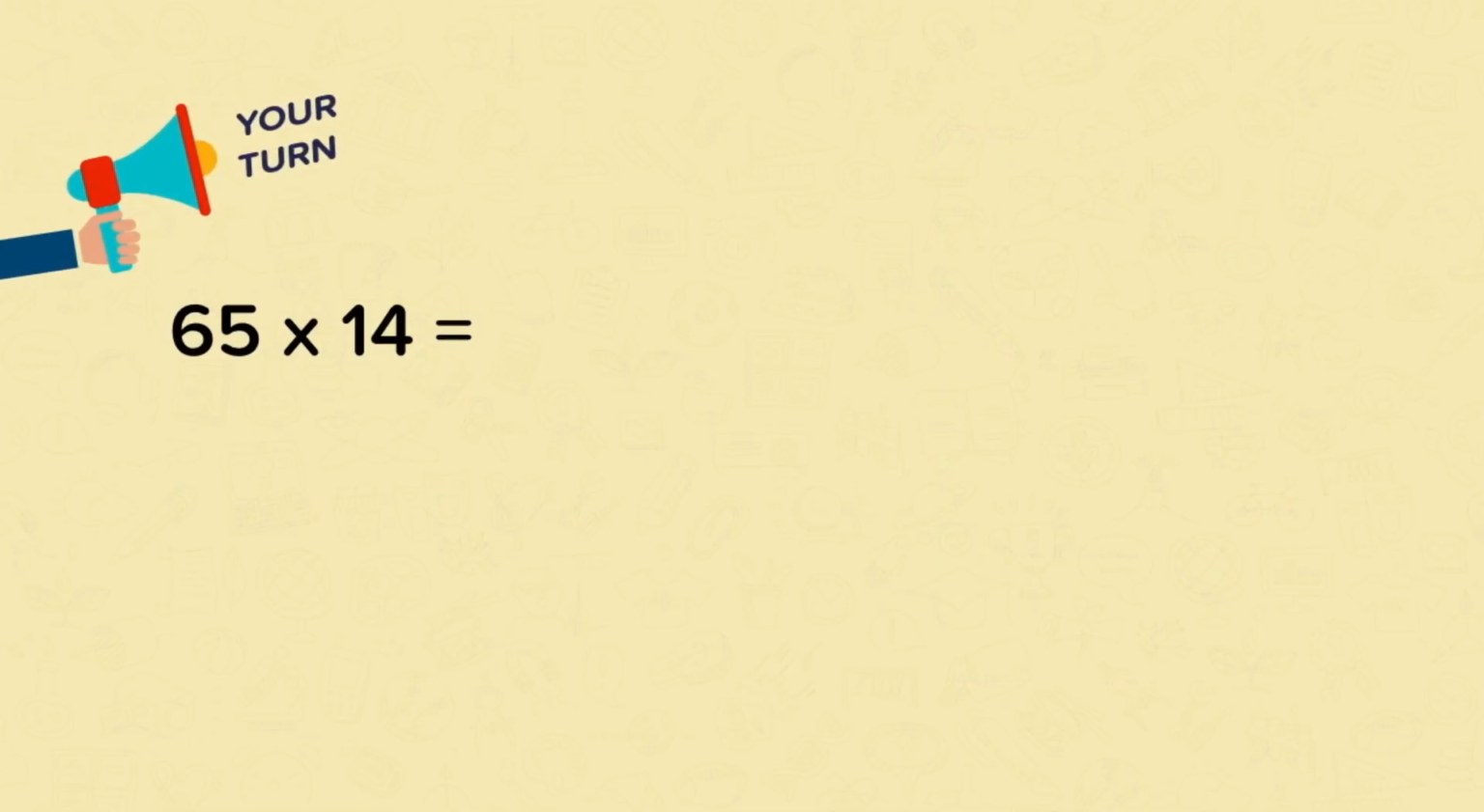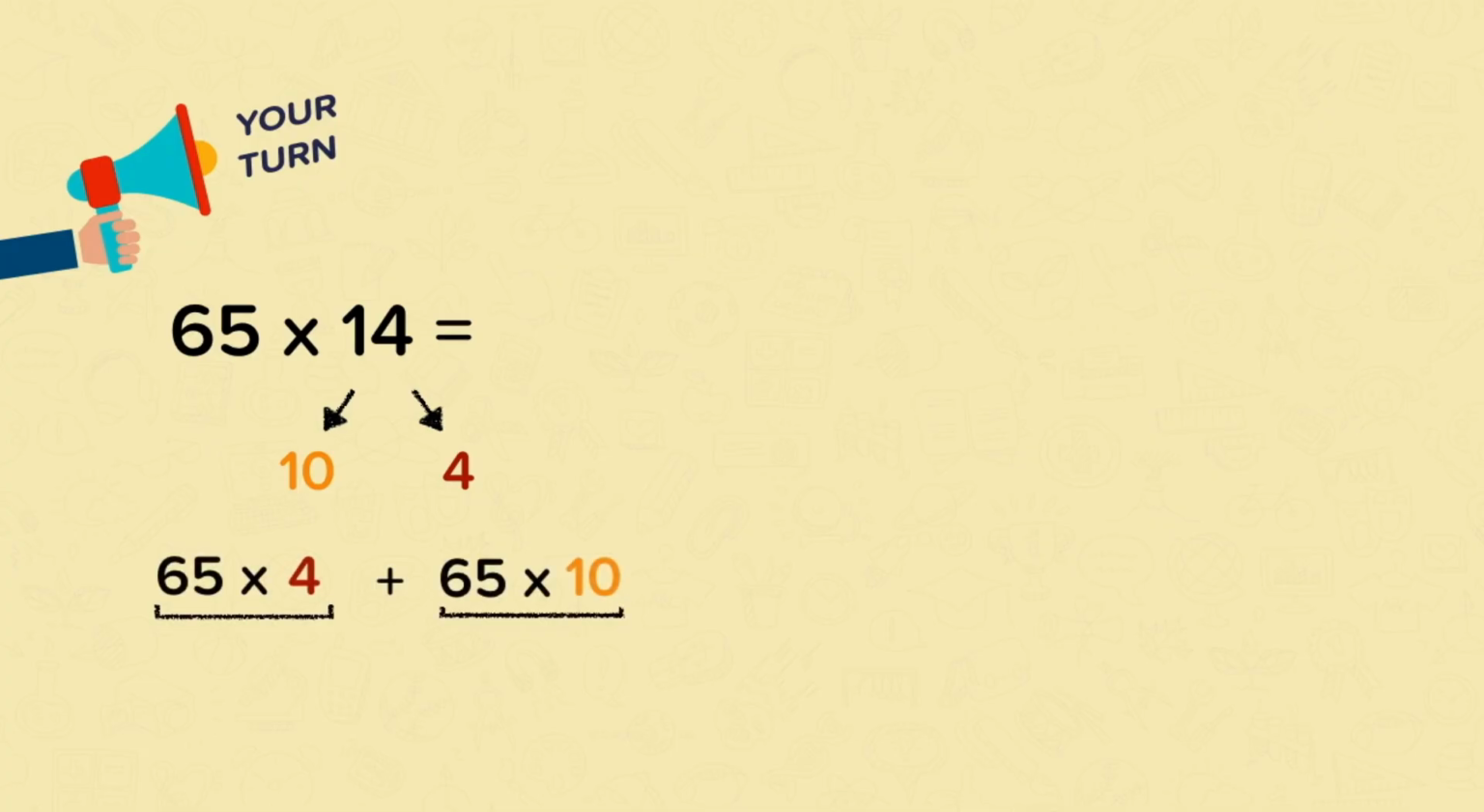Now it's your turn. Work out the answer to 65 times 14. Pause the video and have a go. Well done if you remembered to first partition 14 into 10 and 4. This meant you could expand 65 times 14 into 65 times 4 and 65 times 10.